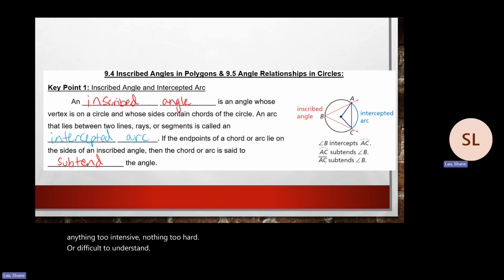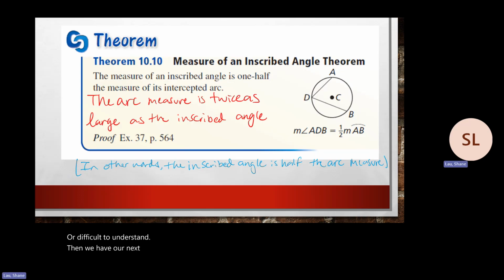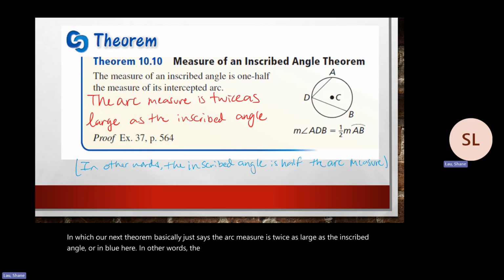Then we have our next theorem, which basically says the arc measure is twice as large as the inscribed angle, or in blue here, in other words, the inscribed angle is half the arc measure. Those are pretty much saying the exact same thing, just worded a little bit differently.